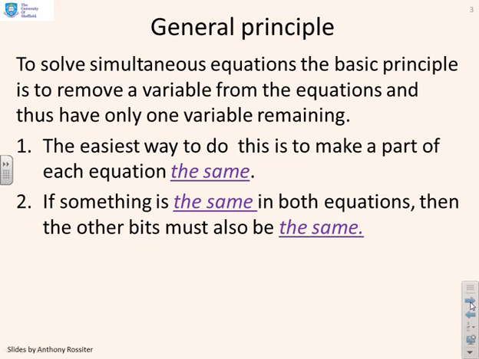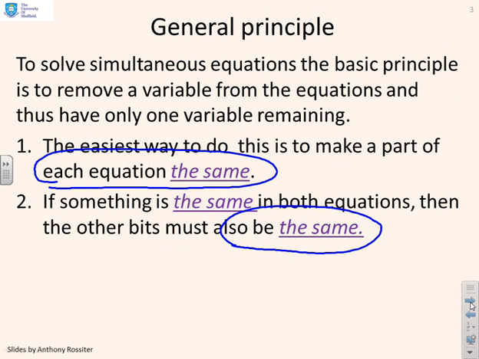So what's the general principle when we're solving simultaneous equations? First thing you've got to do is to make something in each equation the same. As soon as you make something the same, then what's left has also got to be the same, and that way you can remove variables.